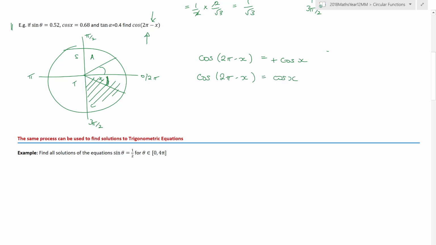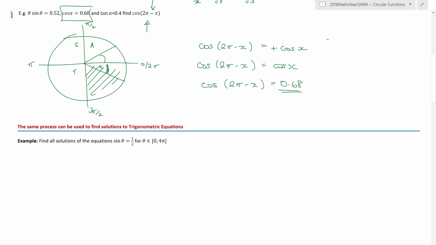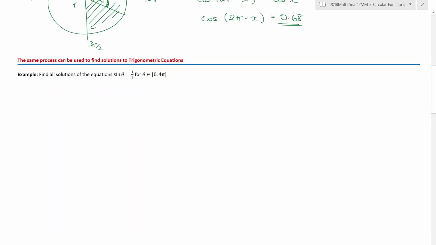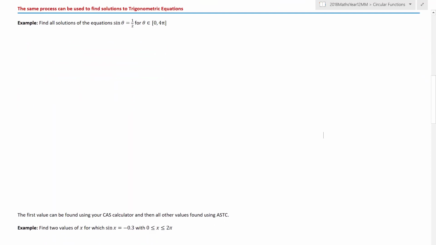But hold on, what's the cosine of x? Oh, hello. You told me the cosine of x was equal to 0.68. So I can write down the cosine of 2 pi minus x is equal to 0.68. Job done. There's the end of the answer. Love it. Now, this is the basis of the work that we're going to do now.